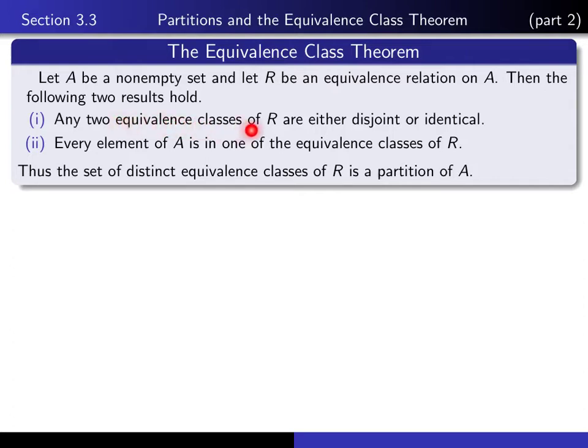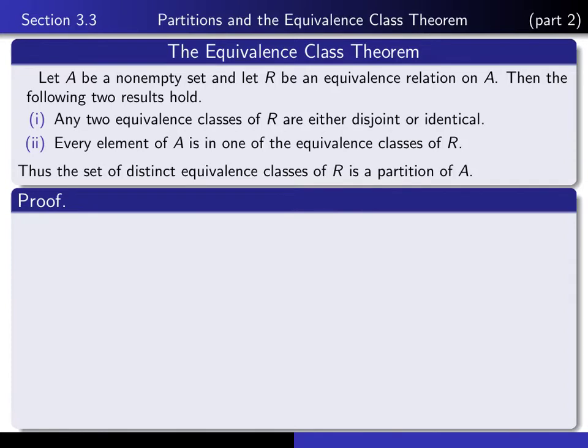Any two equivalence classes of R are either identical or disjoint. If they have at least one element in common, then they must be identically the same. And secondly, every element of A is in one of the equivalence classes of R. So as a consequence of that, it follows that the set of distinct equivalence classes of R always gives us a partition of the underlying set A.